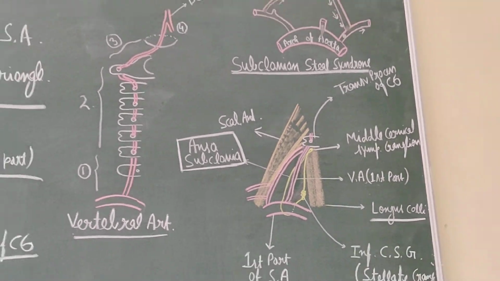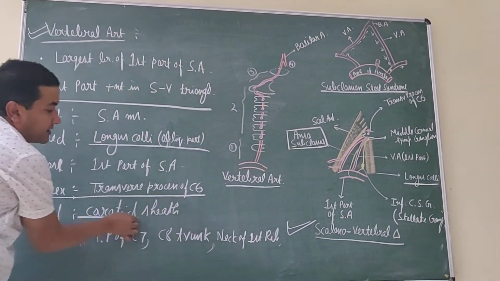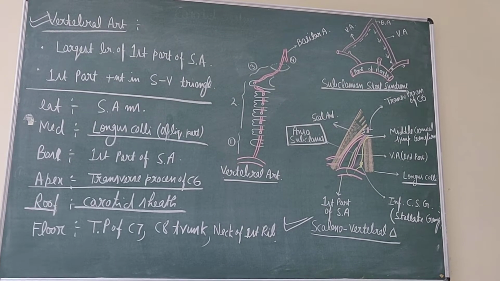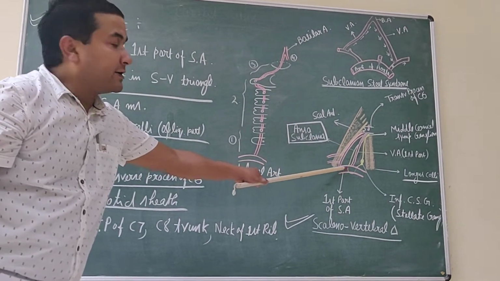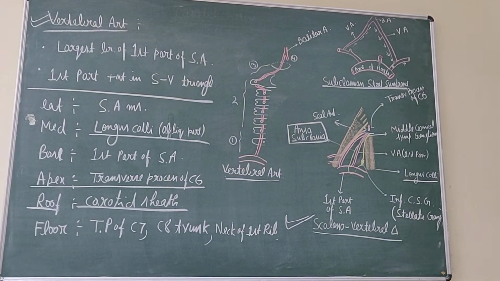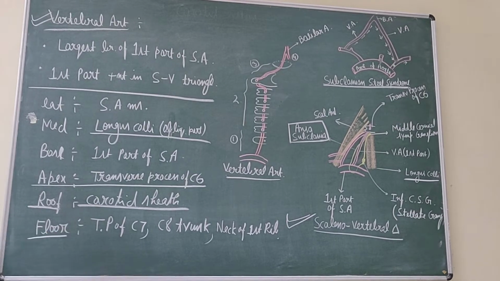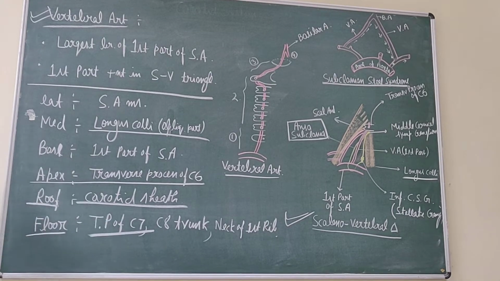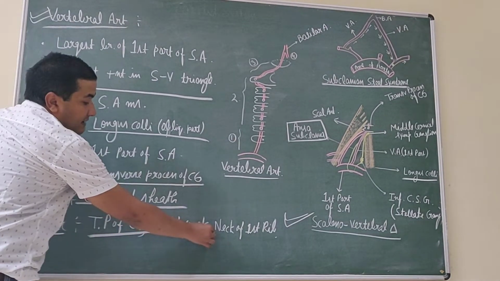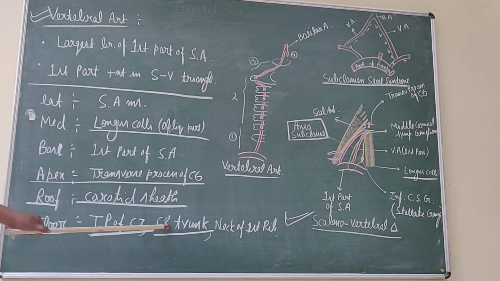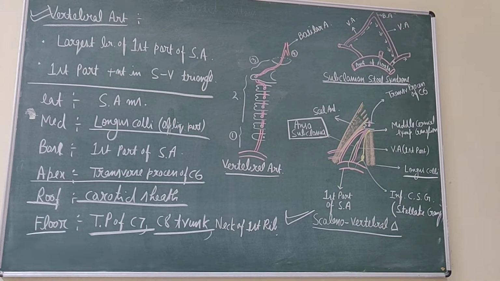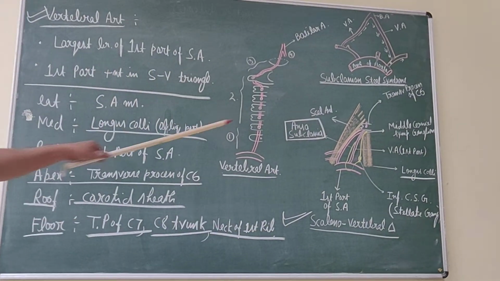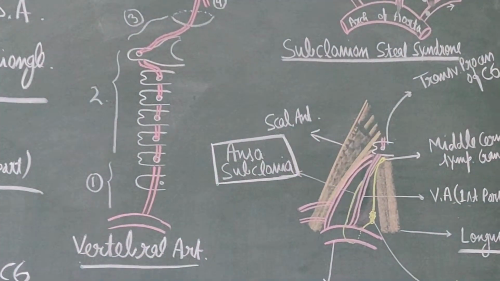Roof. The roof of this triangle is formed by the carotid sheath along with the structures present in the carotid sheath, that come in relation to the first part of the subclavian artery also. And the floor of this triangle is formed by the transverse process of the seventh cervical vertebra, the lower trunk of the brachial plexus, that is the C8, and the neck of the first rib. These three structures form the floor of this triangle.